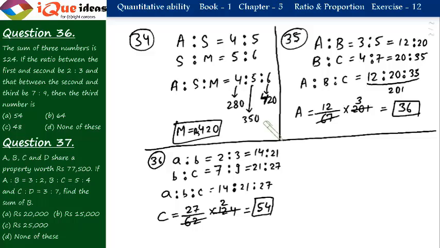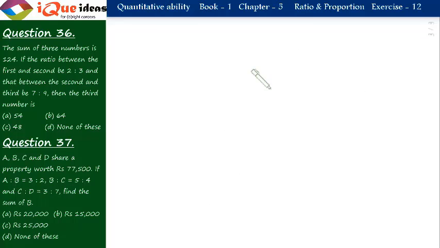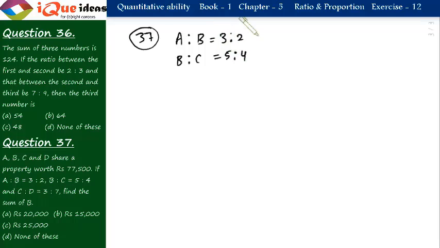Question number 37. For this question, again there are three different ratios that are given. Question 37, it says A is to B is equal to 3 is to 2 and B is to C is 5 is to 4. So first let's combine these two ratios. So B is the common quantity and the values for B are 2 and 5. Make them the same, so LCM is 10.